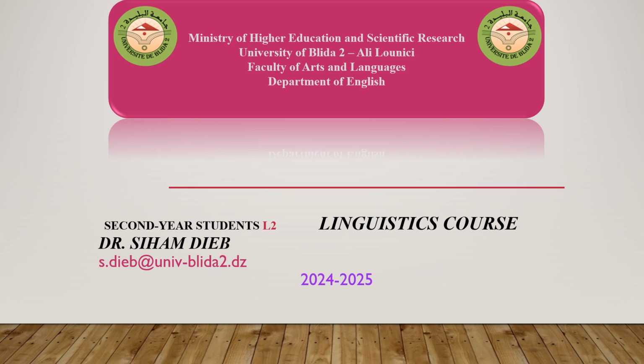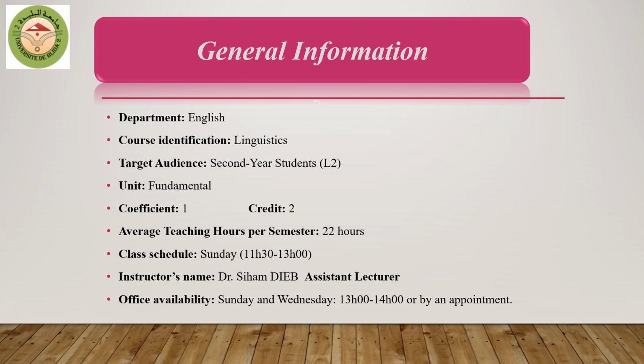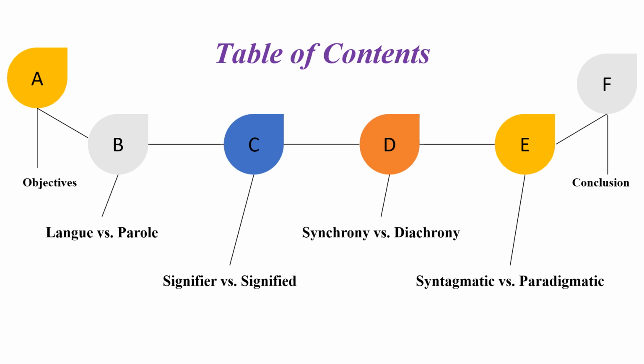Throughout today's class, we will consider the first chapter of the linguistics module destined to second year students, L2. General information about the course and instructor. So the lesson includes objectives, introduction, definition, langue versus parole. Then we will be reflecting on signifier versus signified, synchrony versus diachrony, moving to syntagmatic versus paradigmatic, and finally reaching the conclusion.